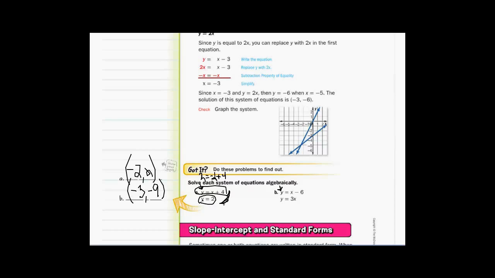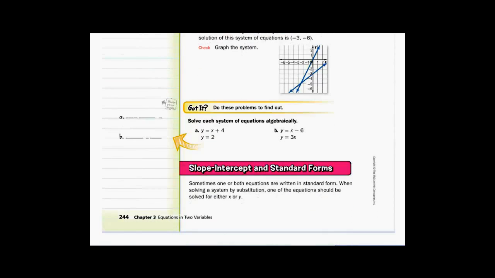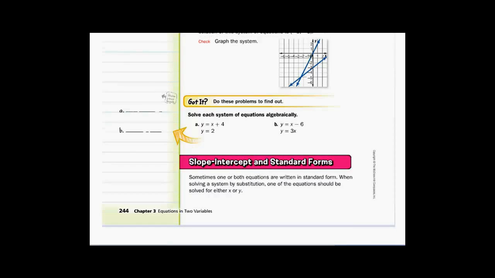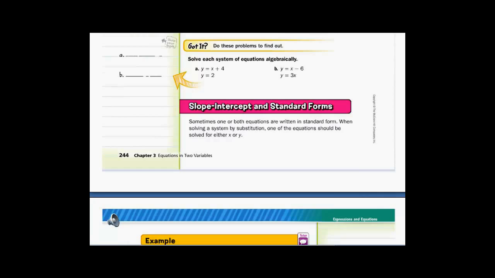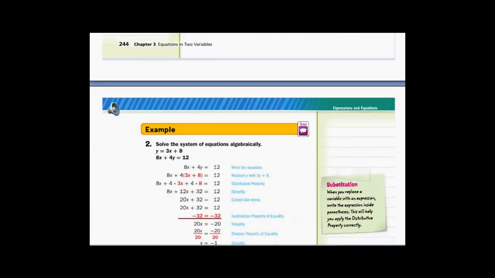But there honestly is no reason to miss these. If you substitute back in the x value and the y value into your system of equations, no reason to miss them whatsoever. All right. Moving on. We've got slope and standard forms. Slope-intercept we know from before: y equals mx plus b. Standard form: ax plus by equals c.